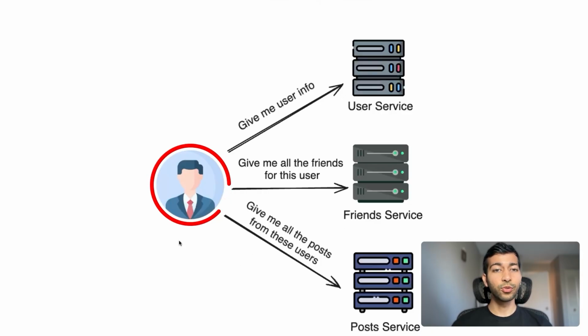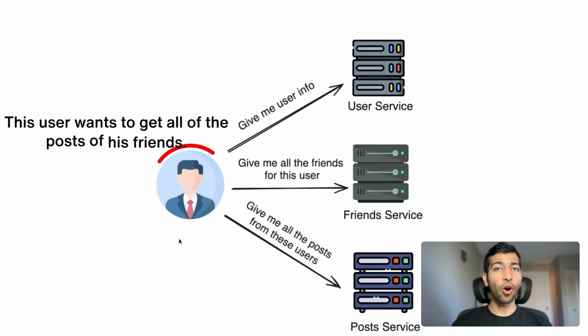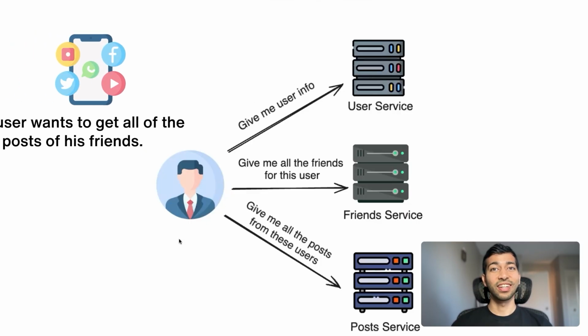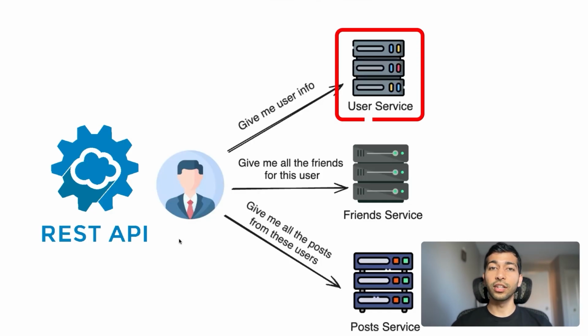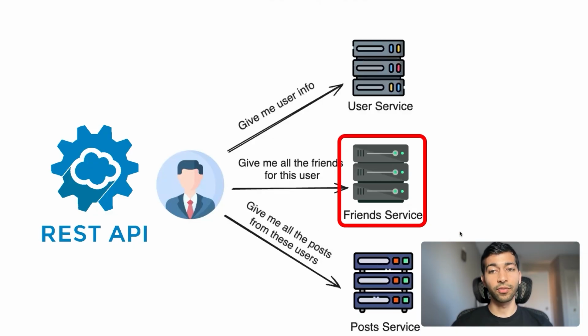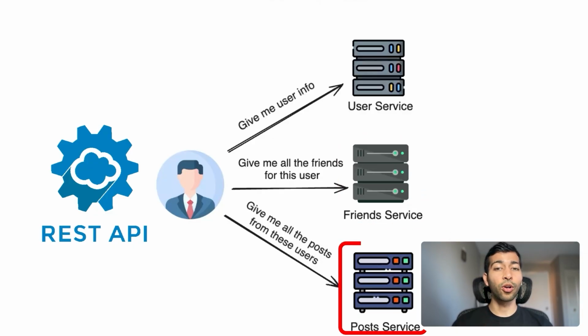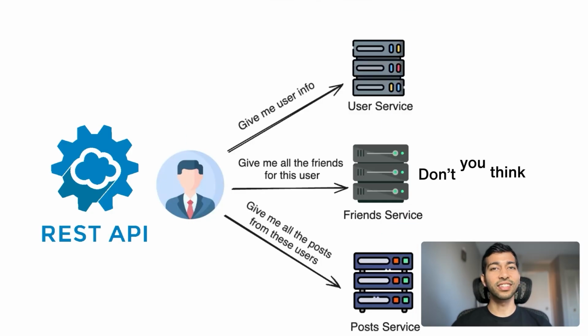Now let's talk about underfetching. Let's say this user wants to get all of the posts of his friends on social media. For that, in REST format, we'll have to go to the user service to get the user info, then find all of the friends for that user using the friend service, and then get all of the posts from these users from the post service. Well, a lot of chit chat between the services and the client. Don't you think it's inefficient?